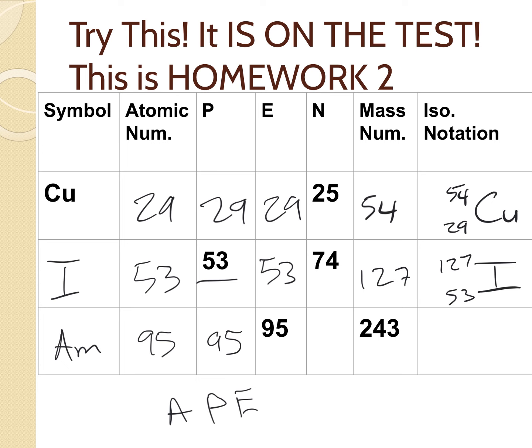The number of neutrons will be the mass number minus the number of protons. So roughly 148. What is the isotope notation? It will be Am. The top number is the mass number, and the bottom number is the atomic number.